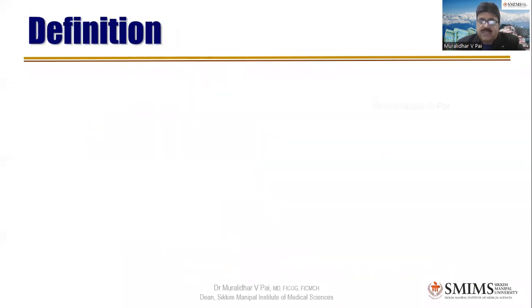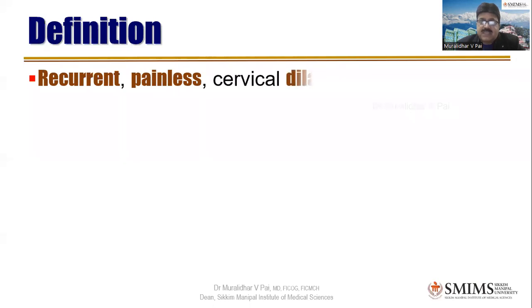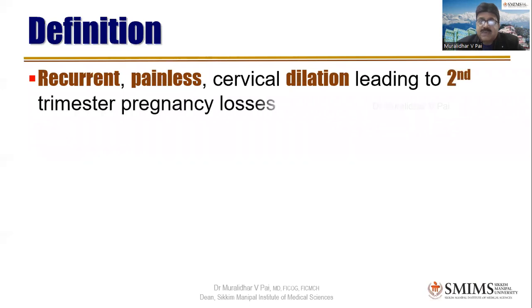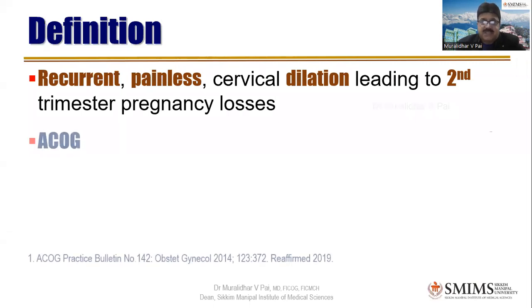What's the definition of cervical insufficiency? There's a lot of confusion, even among consultants, that the contraction that leads to shortening of cervix, is it cervical insufficiency? Let us see. It's a recurrent, every word is important. That's why I'm disclosing one by one. It has to be recurrent. This is a very important word in the definition. Painless, this all of us know. Cervical dilatation leading to second trimester pregnancy losses. So that is cervical insufficiency.